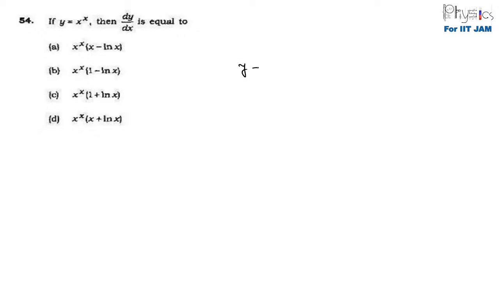So here we have y equal x to the power x, right? How to solve this type of question? Take ln y on both sides. ln means log to the base e. So ln y equals ln x to the power x. Now just simply take the derivative.